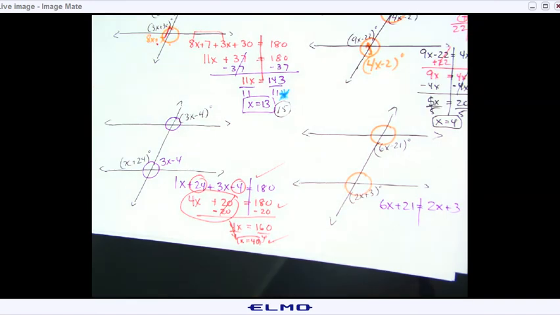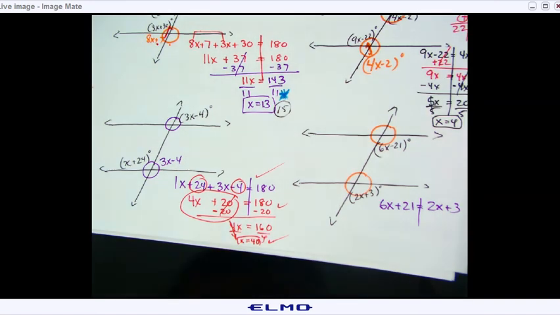Equal to each other. All right, ready for the last one? Go ahead and try to do that one. Vamos. Here we go.